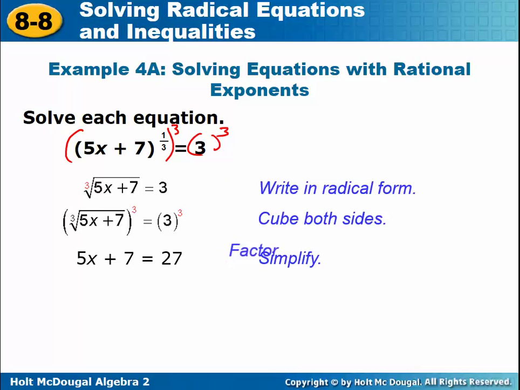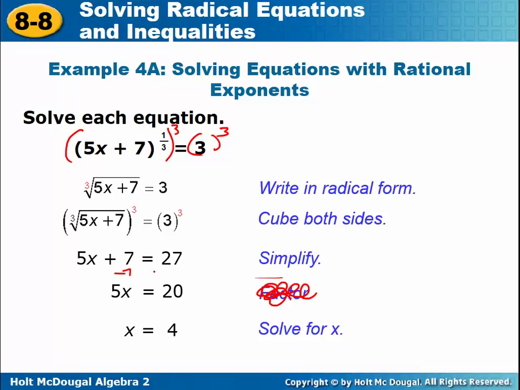Then we would finish, we subtract, this is not factoring, this is solving. We get 5x equals 20, divide by 5, and x is equal to 4. Check your work by plugging it back in. This one we can do right here because 5 times 4 is 20. 20 plus 7 is 27. The 27 to the 1/3 power, or the cube root of 27, is 3. 3 equals 3.